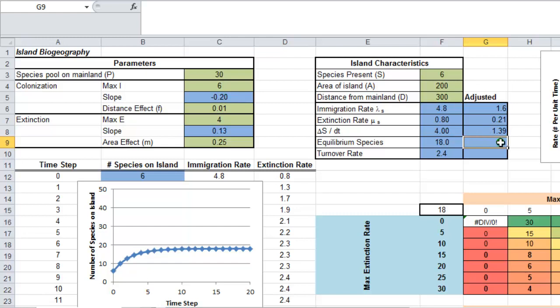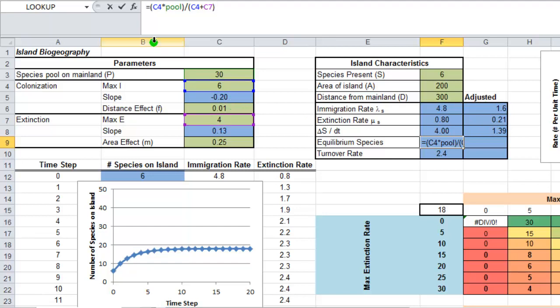Now, how do we calculate this new equilibrium number of species with these adjusted parameters? Well, let's take a look at how we computed equilibrium before. This was derived in lecture, and so we haven't described it, but basically we took the maximum immigration rate and multiplied it by the species pool, and then we divided it by the maximum immigration rate plus the maximum extinction rate. Now, we can use that formula, but the problem here is that since we've adjusted these rates, these maximum values no longer can be used.